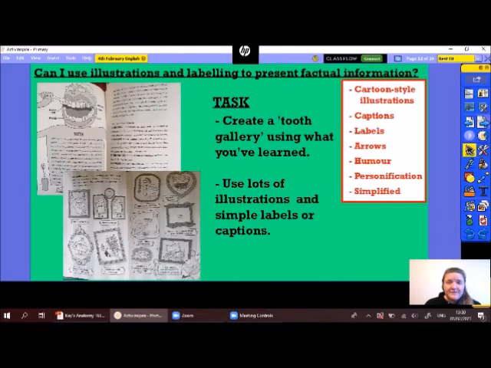Did you see all the different features on your teeth? They're interesting little things, aren't they? Now let's move on to what we'd like you to do today.